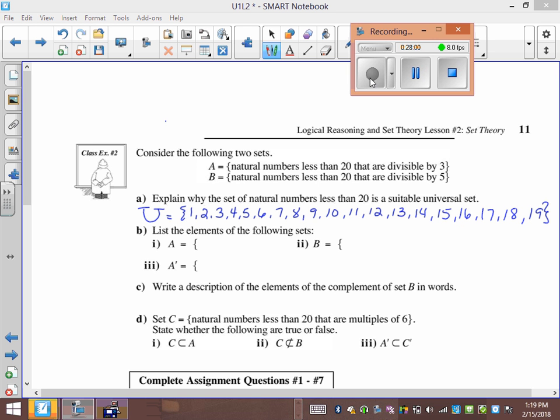Okay? A. Natural numbers less than 20 that are divisible by 3. So which of these numbers, if I divide them by 3, do not give me a decimal? Starts at 3.